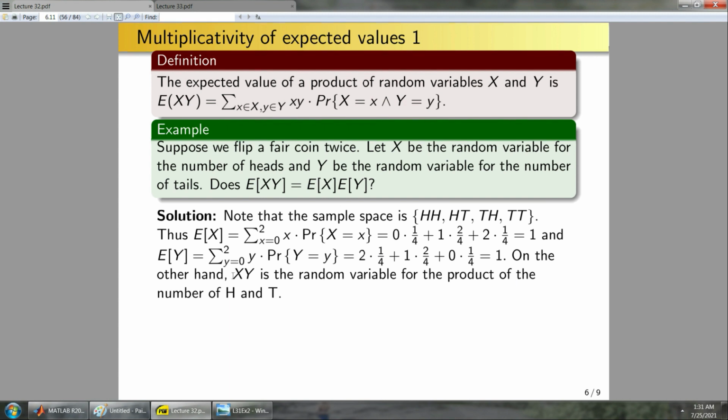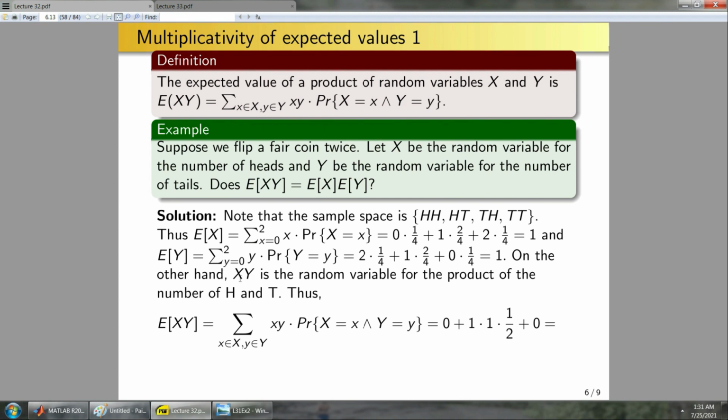Okay, so on the other hand, X times Y is a random variable for the product of the number of heads and tails. So there's a few ways that I can kind of think this through, but let's just kind of brute force it and then throw away the cases where things are trivial. So from here, thus, the expected value of X times Y is this by definition, right? And now, what would this be as a sum? Well, it will simply be this term here, so let's see why.